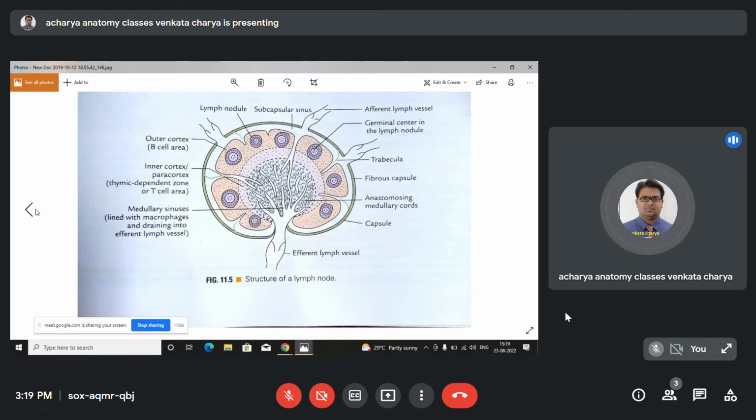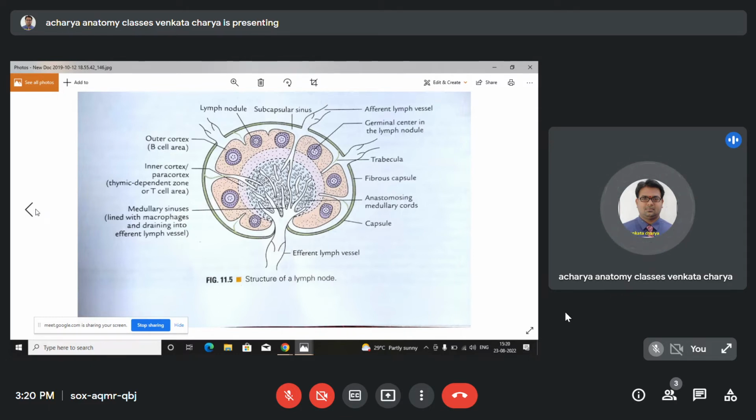Draw the histology diagram of the lymph node is a 4 marks question. So let us draw the structure of the lymph node, 4 marks. We use only two colors, H and E colors. Are you getting? Structure of the lymph node or microscopic structure of the lymph node question is important. Are you getting?